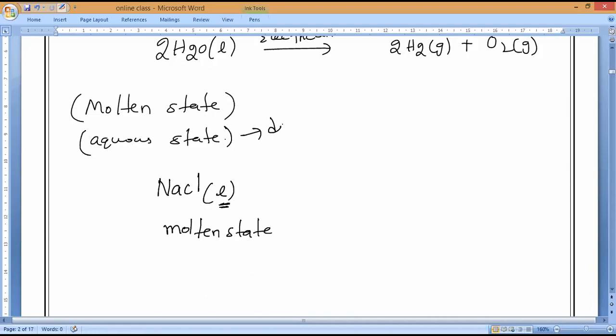Aqueous state means dissolved in water. And molten state means the solid substance is directly converting into liquid state. That is called the molten state. So, the molten state of sodium chloride. What is the formula of sodium chloride? NaCl. It will pass electric current.